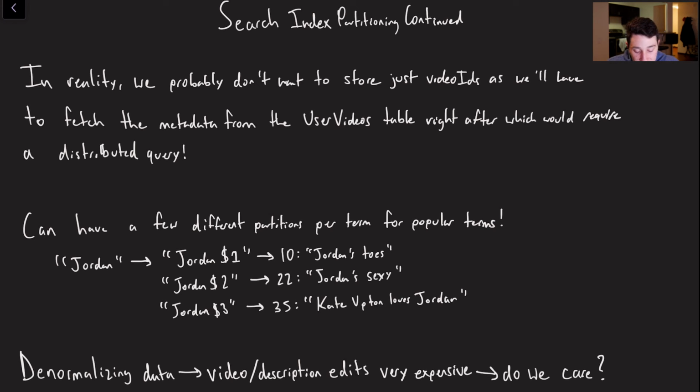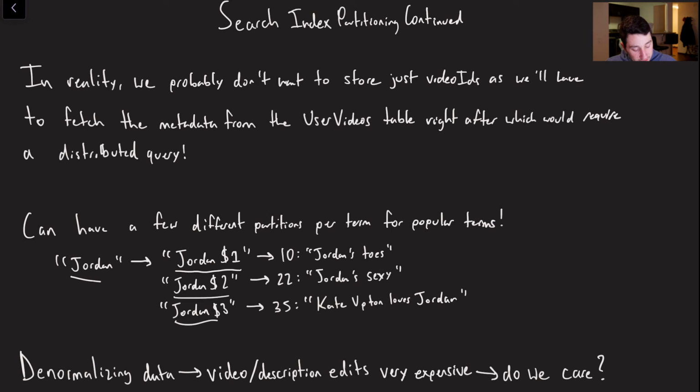So internally, ideally something like Elasticsearch would do this for us, but the idea would be, you would take a term like Jordan, and then in reality, we would shard that via Jordan $1, Jordan $2, Jordan $3, and that way we can kind of repartition our popular terms.